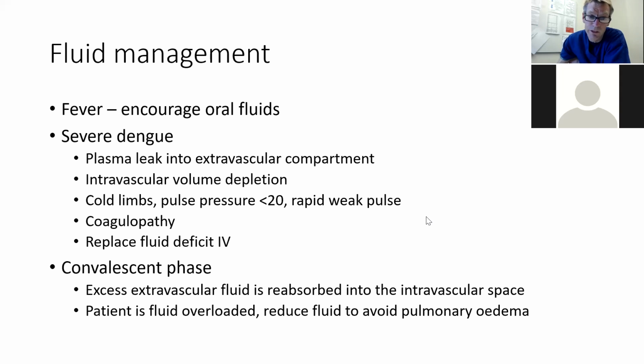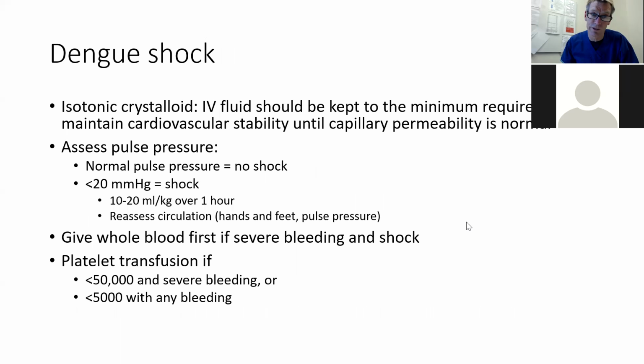In the convalescent phase, the most important thing to do is to know when the transition has occurred between shock and convalescence, because by doing that, we can know when to stop giving too much fluid. And the cardiovascular examination, those things that I mentioned at the start, feeling the hands and feet, feeling the pulse pressure, looking at the pulse pressure from the blood pressure, and looking at the capillary return, that can all help us understand when the child's transitioning from the acute critical phase to the convalescent phase, and monitoring for those fluid accumulation complications is very important.